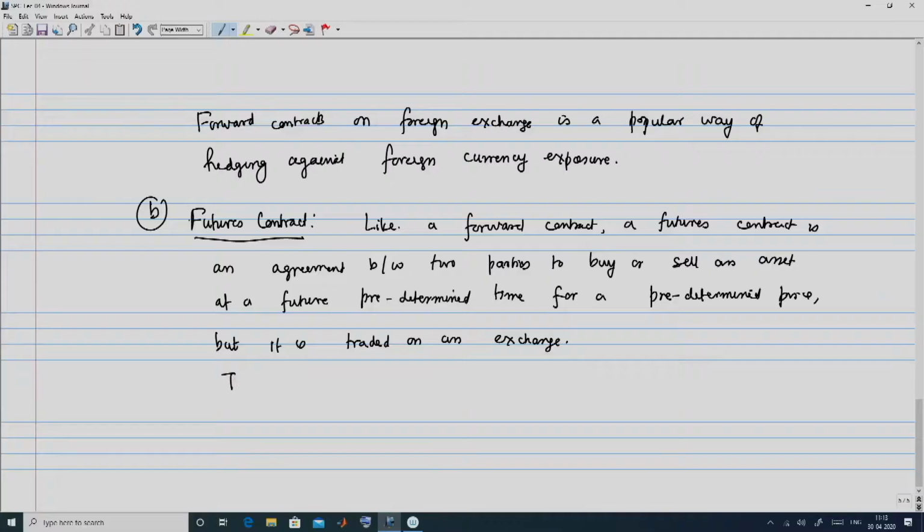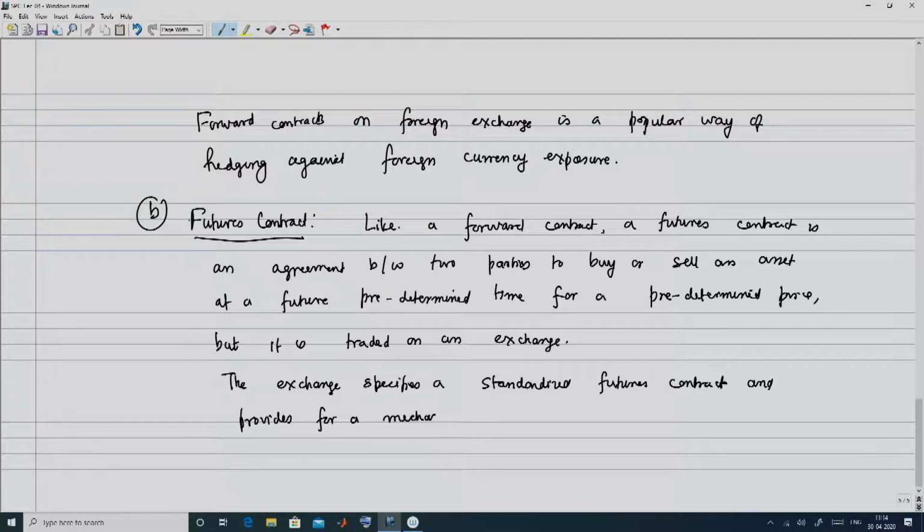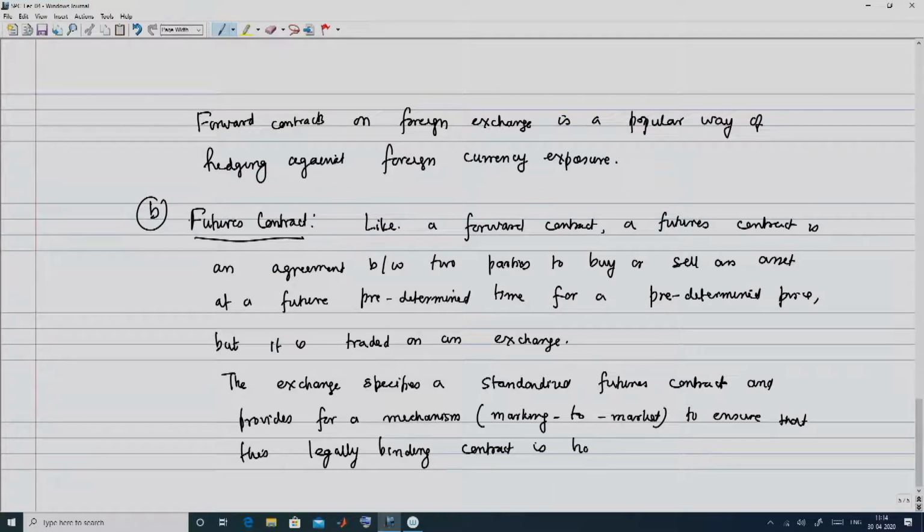So, accordingly now I can make the statement that the exchange specifies a standardized futures contract and provides for a mechanism, and this mechanism is known as marking to market, to ensure that this legally binding contract, like forward, is honored by both the parties in the contract.